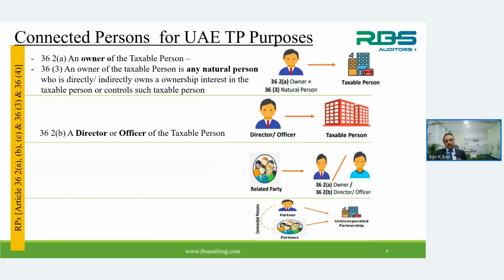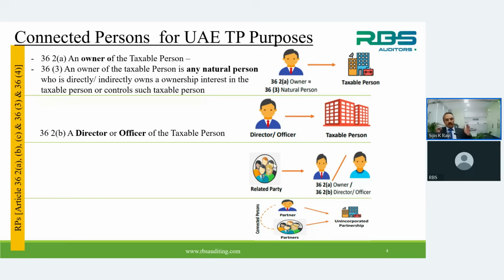Article 36 2(b) speaks about any director or officer of a taxable person. It does not say whether it is a shareholder. It clearly says a director or officer. So even if you have two shareholders and there is a director, then that person will come as a director or officer of the taxable person, and will be treated as a connected person. So shareholders separately, and director or officer of a taxable person, will be separate.